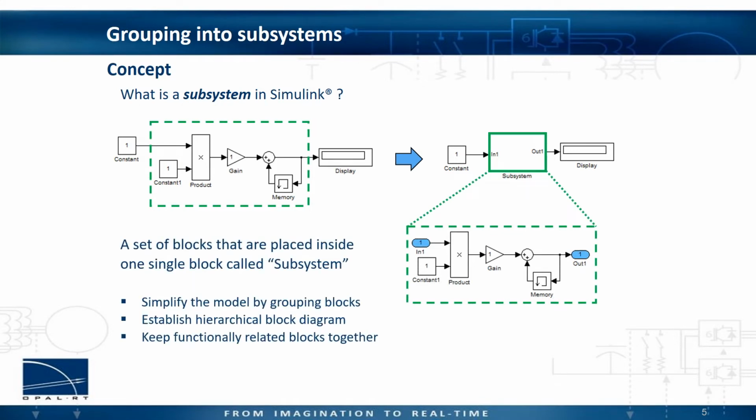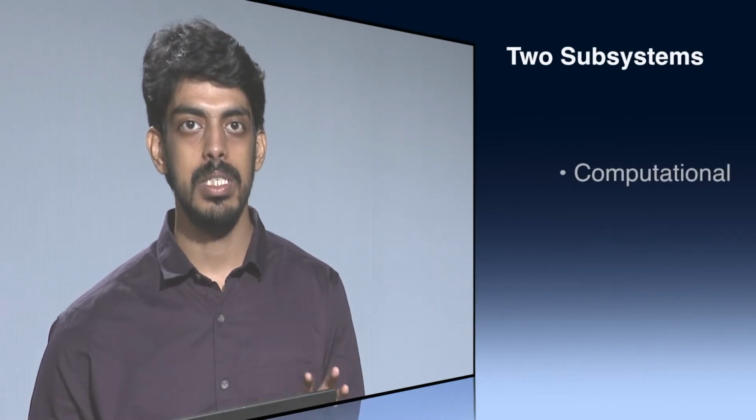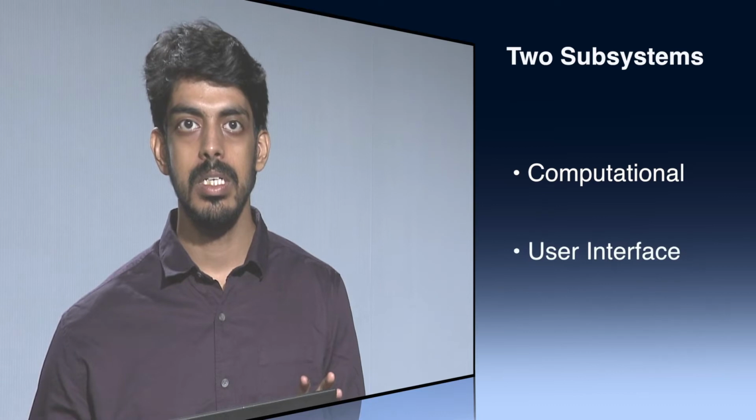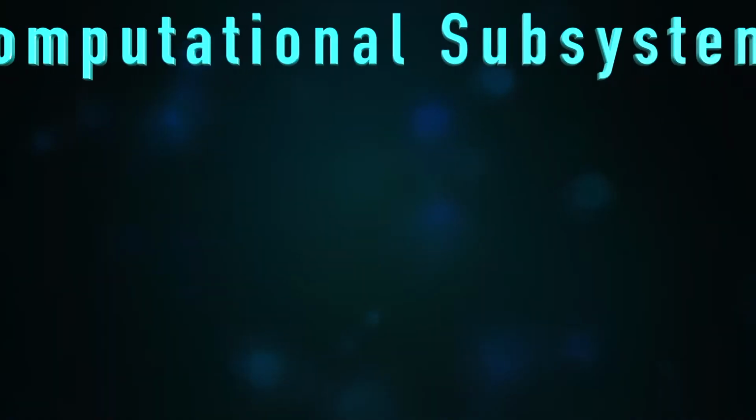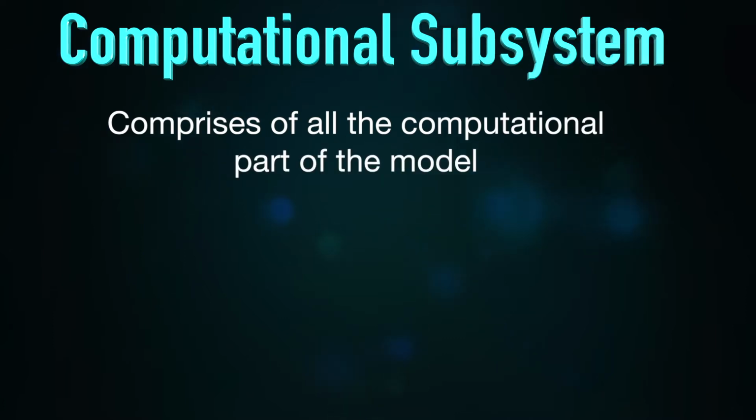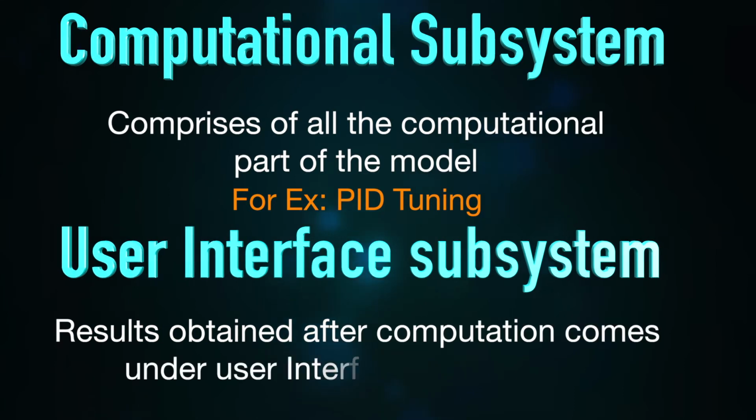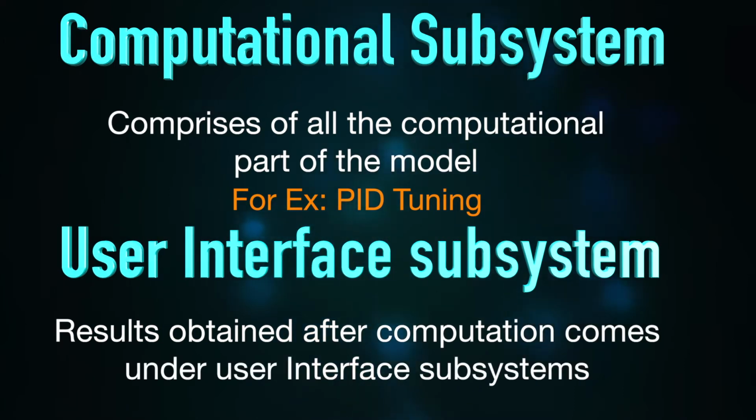There will be basically two subsystems here. One will be the computation subsystem and the other will be the user interface subsystem. The computation subsystem comprises all the computation parts of a model. For example, you are just working on PID tuning of a controller. That is the computation part of a model, so it will be in one subsystem. Then the results obtained after the computation will be sent out to the user interface subsystem.